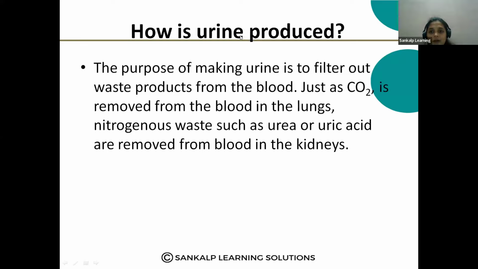Here you know the structure of the kidney, the bean shaped structure. Inside each kidney, there are 1 million nephrons. What do you mean by nephron? These are the structural and functional unit of the kidney that helps in the formation of the urine. Let us see the structure of the nephron and how it produces the urine. Very important for your board exam.